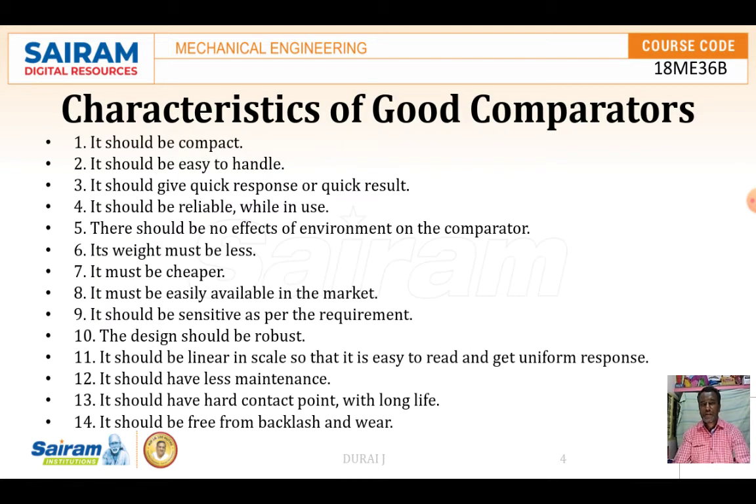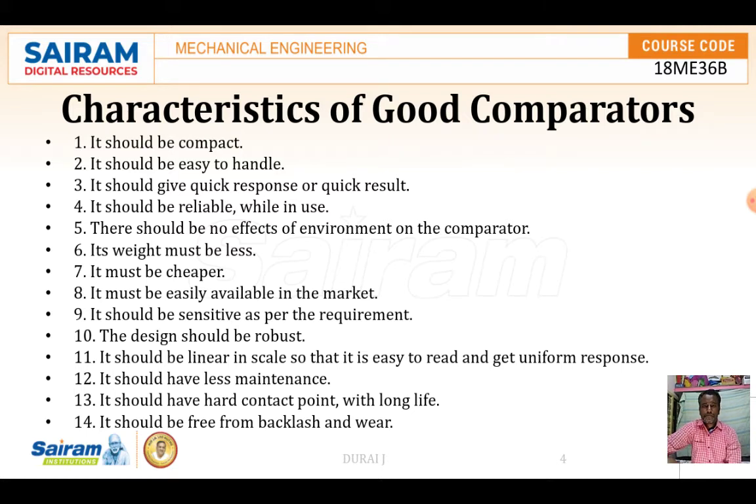Then come the characteristics of a good comparator. It must be robust and compact, easy to handle, and it should give quick results, within a fraction of a second. Then only it will be useful. If it is used in a mass production test system and the result is slow, the production rate will automatically be reduced. So it has to produce quick results, and it has to be reliable. However many times you use the component, it has to show the same result.